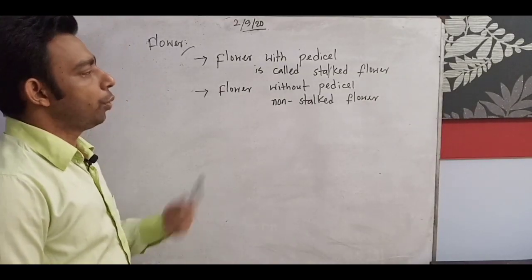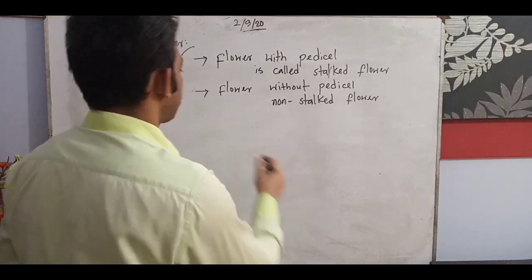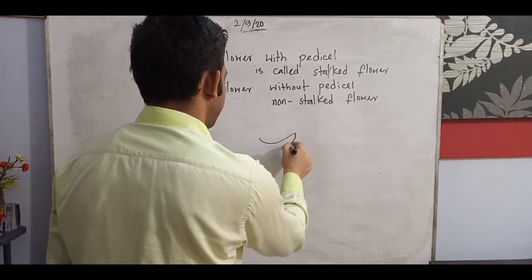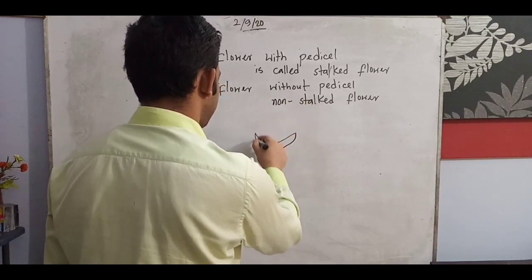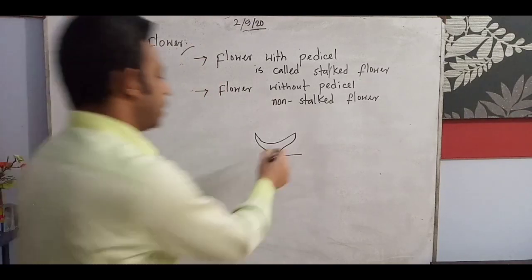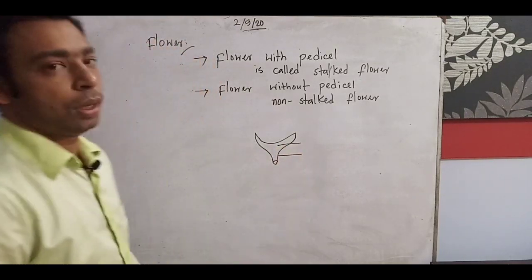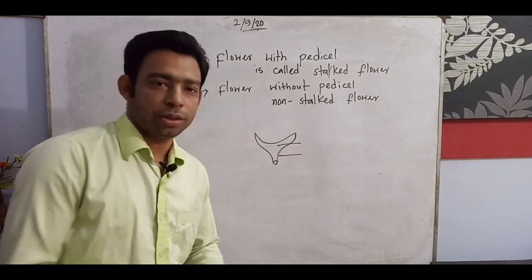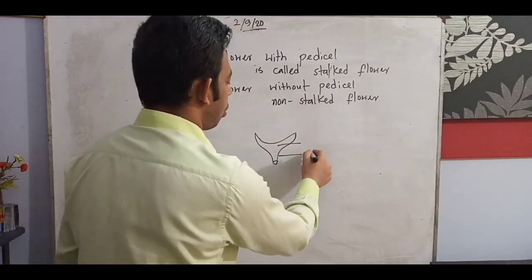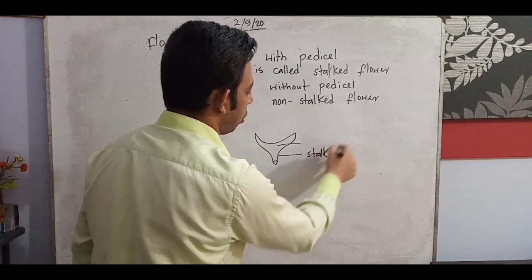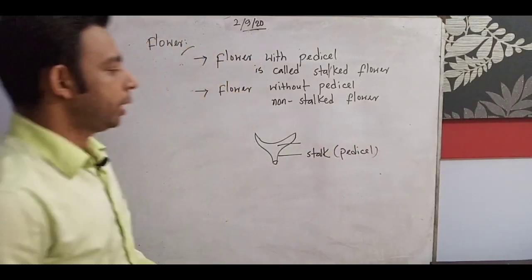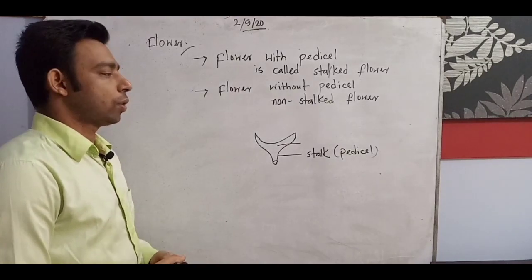So if we want to understand what stalk means, I tell you this one. The flower is connecting. This part is the receptacle and this one is the stalk. Some flowers have no stalk, so non-stalked flower, no pedicel. This is the pedicel also, stalk or pedicel. This is known as the stalk or pedicel. Okay, so a stalked flower and a non-stalked flower.